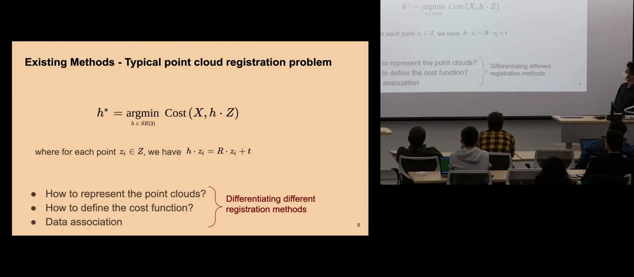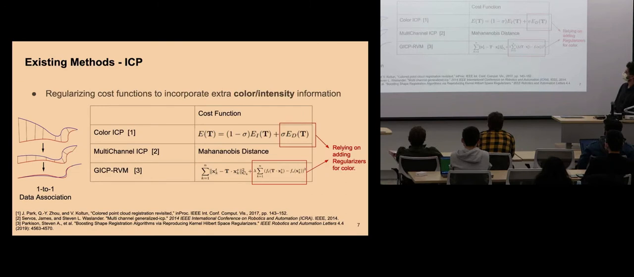Existing methods usually formulate the problem as some optimization problem. Different methods might have different representations of the point clouds, and then the cost functions are defined accordingly. Iterative closest points is a very famous point cloud registration method. It relies on one-to-one data correspondence and represents the point cloud as a discrete set of points. The cost function is minimizing the pairwise geometric residuals. It is possible to incorporate extra color or intensity information by adding the regularizers for these colors.